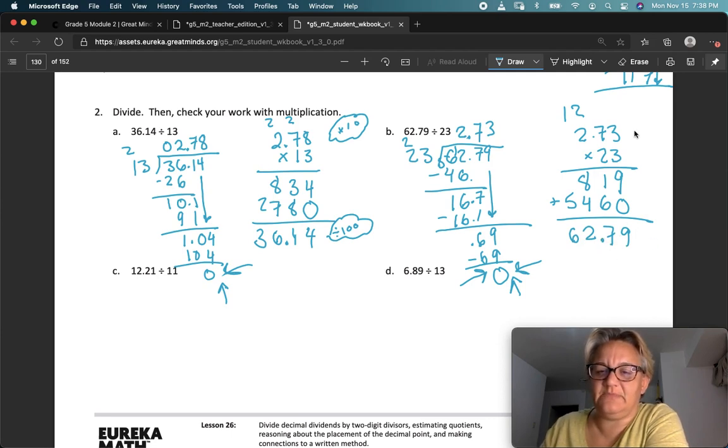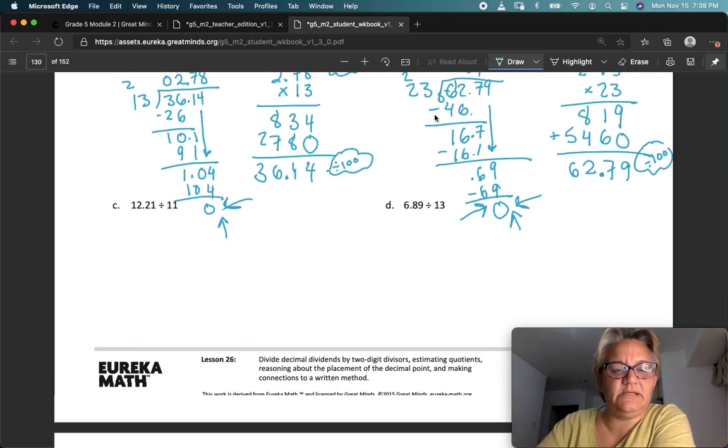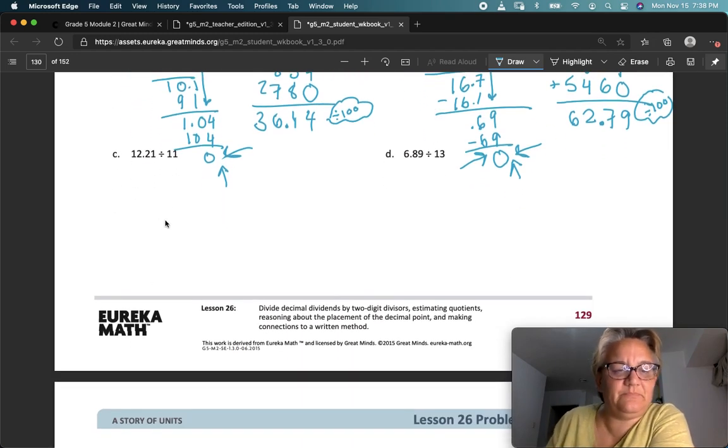And in my head, I multiplied this by 100, but in order to find the answer, I have to divide by 100 again, which gives me 2 decimal spaces over, 62 and 79 hundredths. 62 and 79 hundredths, right there. Okay. Letter C.